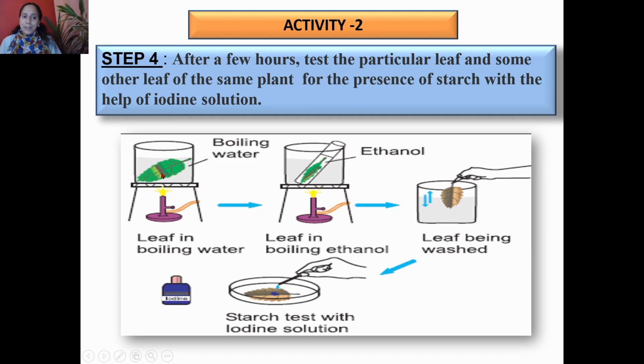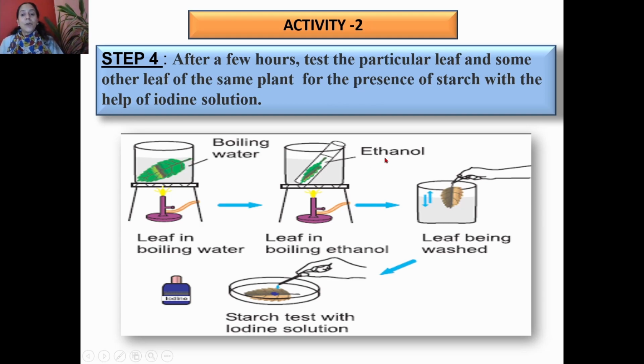We will take a beaker, put water in it, and pluck the leaf which we have kept in the conical flask, and we'll boil it. After boiling, we'll gently take it out and put it in a slightly bigger test tube containing ethanol. And again, we will keep this test tube containing the same leaf in the boiling water, and after a few minutes you will see that the leaf will start decoloring. It will start losing its green color.